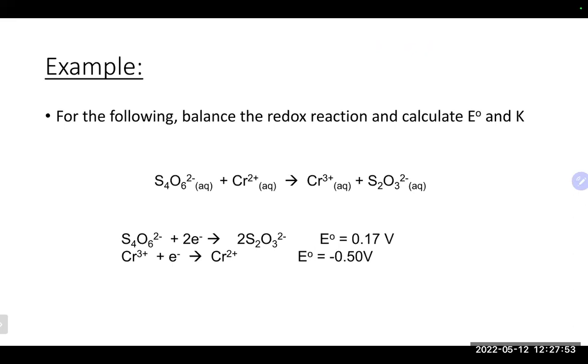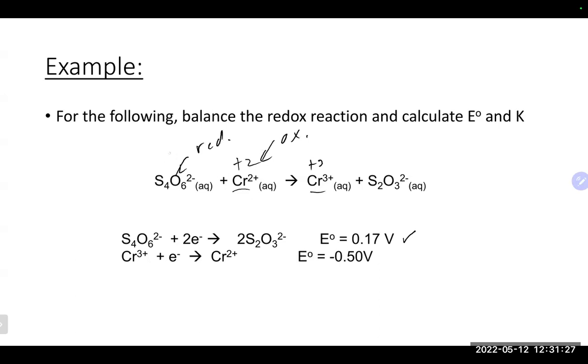All right, one more here. For the following, balance the redox reaction and calculate E and K for this reaction here. Okay, let's take a look. In this case, our cathode is going to be this guy here. If you're not sure, you can just look at the chromium. That would be the easier move. You've got a +2 and a +3, which means it is losing electrons. So this guy would be my oxidation, and by default, that would be my reduction.